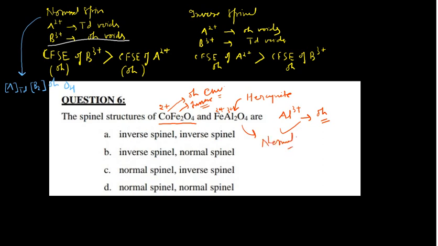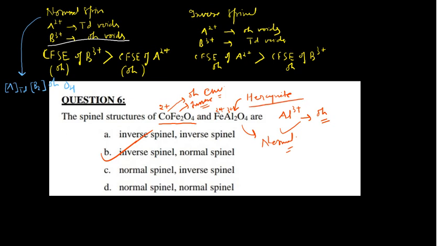So this is how you can solve the problem. The first one is inverse, the second one is a normal spinel. So option B looks like the correct one. But this hercynite example is a very famous example. It is an exception.